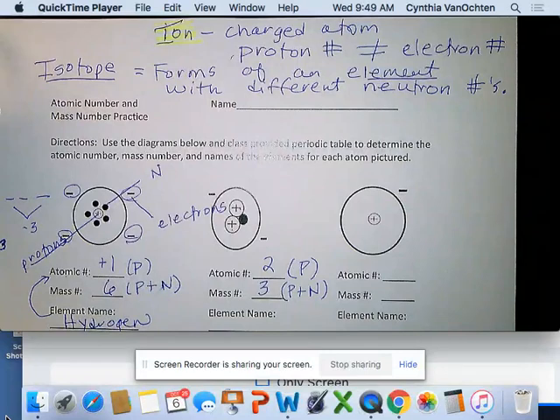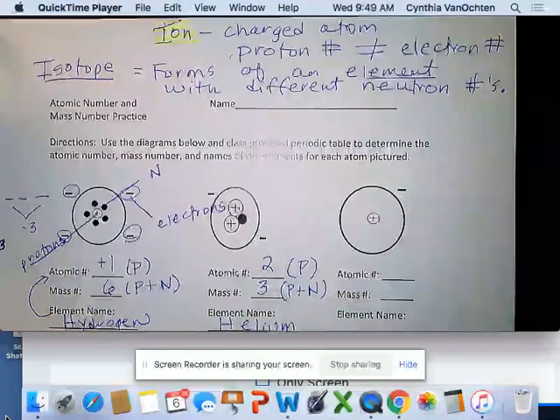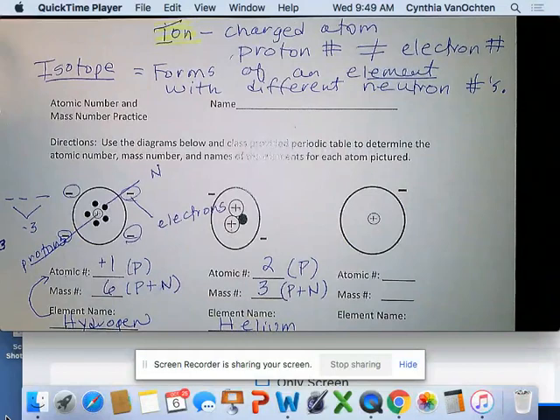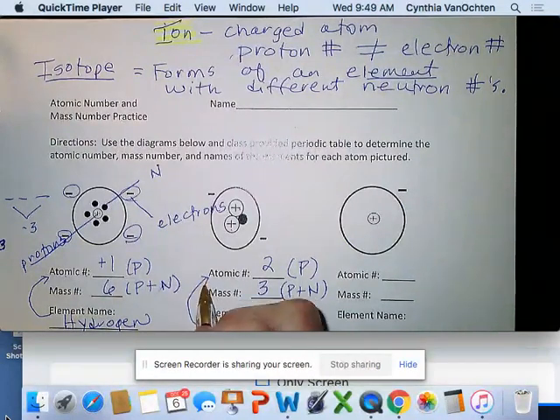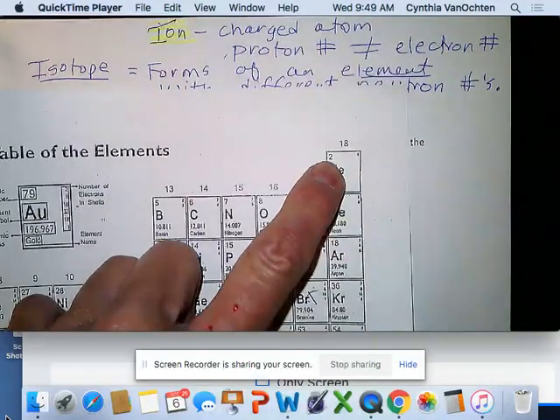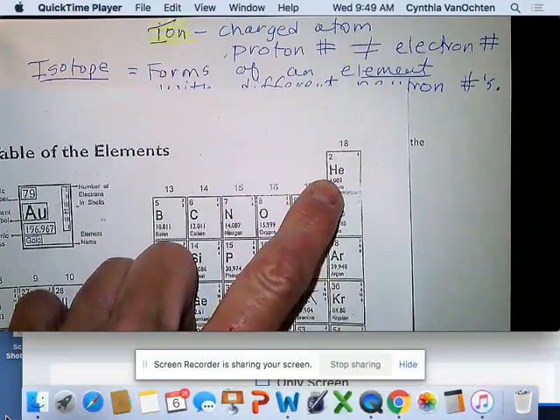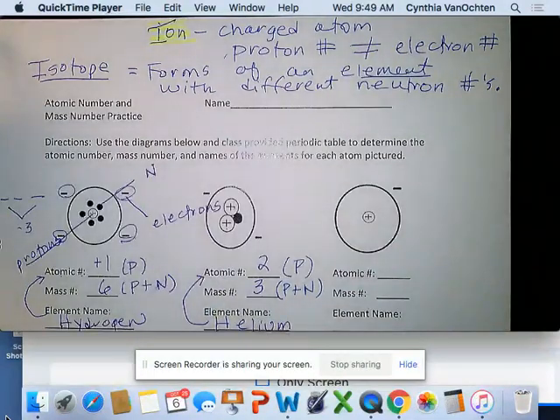And then does anybody know the element's name? What is it, Cameron? Helium. It is helium. And how did you know it was helium? What number did you look at on the periodic table? So we looked at the atomic number. We looked at the 2. When we look at the periodic table, there's a 2 in the upper left-hand corner. That's the number of protons. That's the atomic number. That's what element it is.